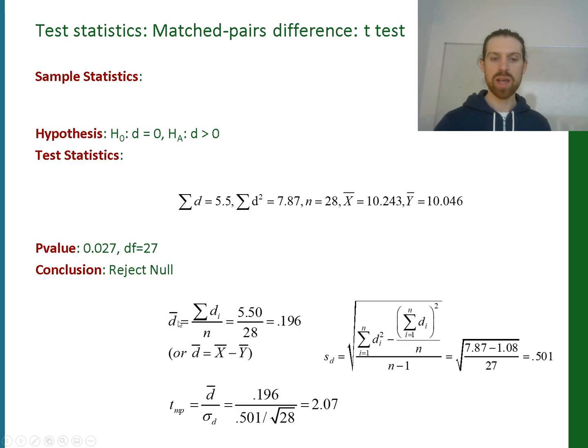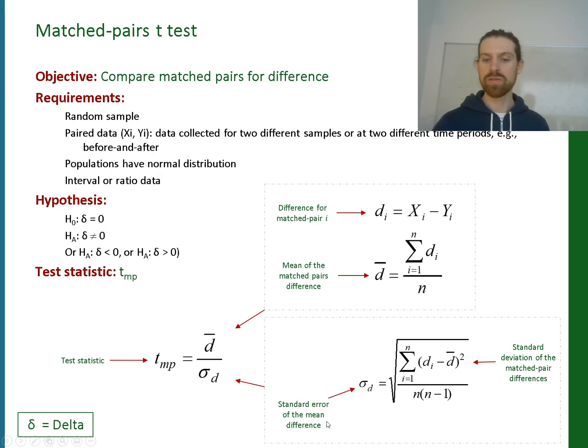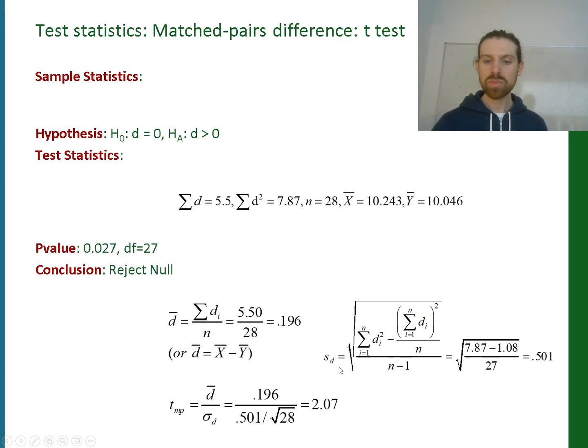So to get the D bar here, we just need to sum up those di values and divide them by the number of samples. So we get the sum of D, which is 5.5. We get the number of samples that we've got, which is n equals 28. So that's 1.96, which is the product of this equation just here. And then what we need to do is get the SD value, so this standard error of the mean difference. So we just need to run it through this particular equation here.